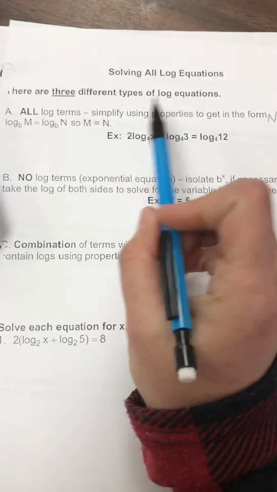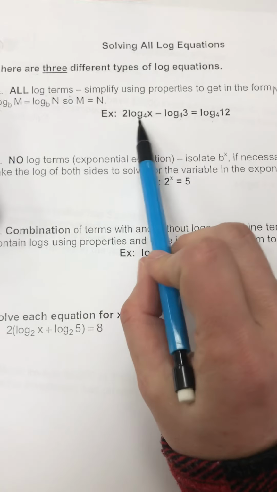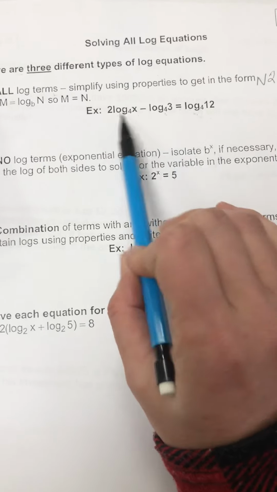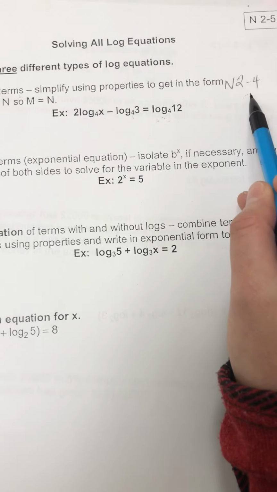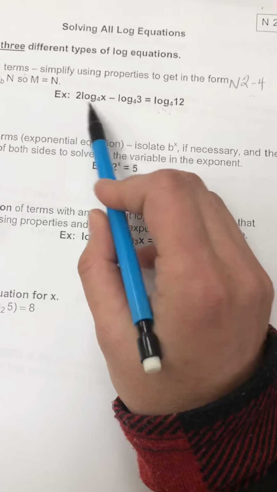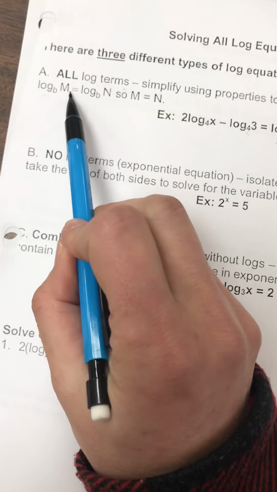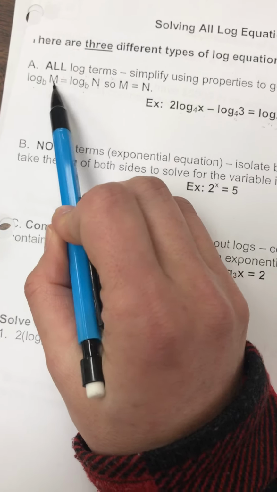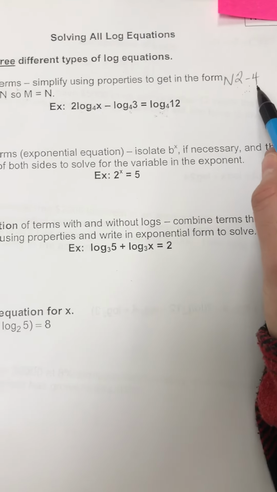Okay, so it tells you there are 3 different types of log equations. A, it tells you all log terms. When it gives you the example, you can tell that there's logs on both sides of the equal sign. It's giving you everything in log form. So this is what we learned in 2.4. This is where you have to condense your logs on both sides so that you can get it in the form of our property, log base b of m equals log base b of n. Then once you get it in that form, you can set m and n equal to each other. So m equals n and then solve for x. I put out here notes for 2.4 on that one.